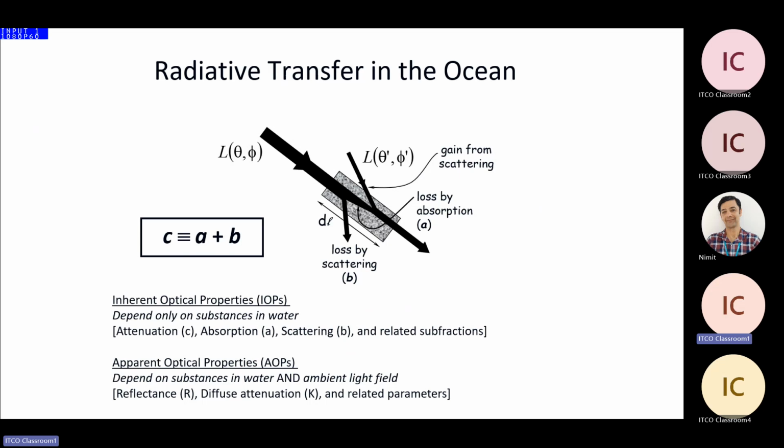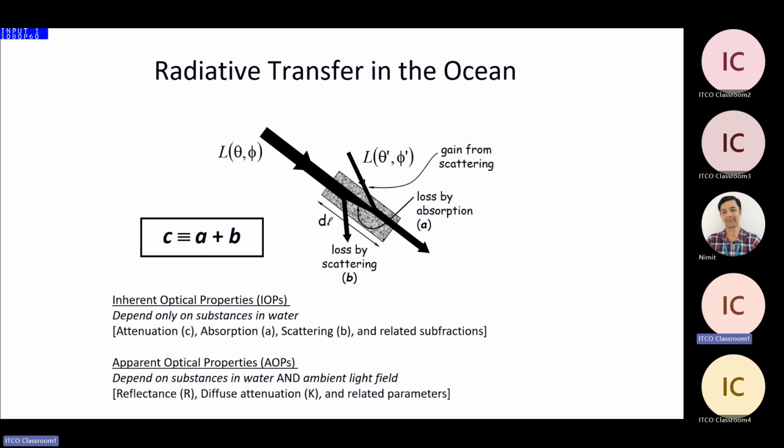Okay, so getting into the thick of it here. Radiative transfer in the ocean. You saw a similar slide from Darius, but this kind of summarizes the processes where you have this beam of light, this pencil of light, represented by radiance or L, and that goes through an elemental volume.